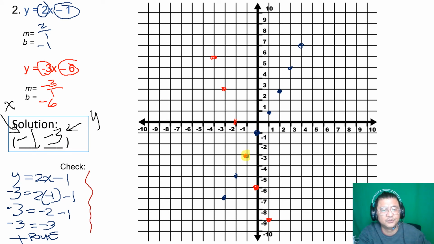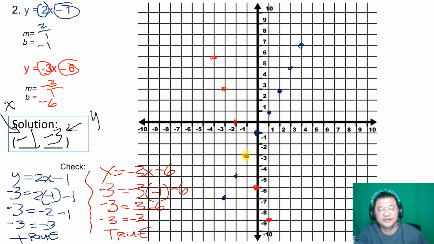Let's try the one in blue. The one in red, rather. Y is equal to -3x minus 6. Substitute your solution. So let me plug in -3. -3 times -1 minus 6. Left side is -3. Negative and negative is +3, minus 6. That's going to be -3 on the left, -3 on the right. That is a true statement. Therefore, I am very sure that my answer, -1, -3, is the solution. I am correct.